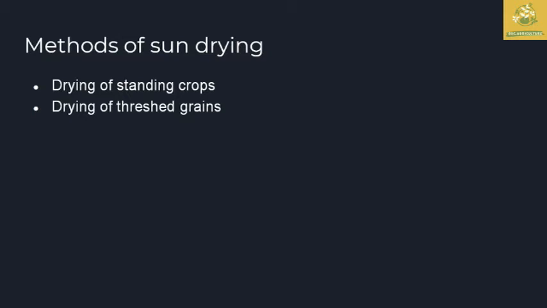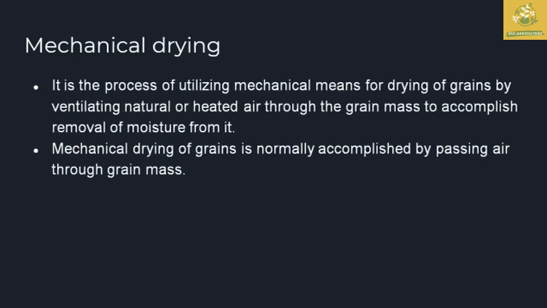So it can mainly be used for lower quantity products. Seeing about the methods of sun drying, there are two methods. The first is drying of standing crops, where the crops are dried in the field itself, so it can be harvested once the crop is fully dried. The second is drying of threshed grains, where the harvested grains are placed in an open field area, sun dried, and then taken for storage.